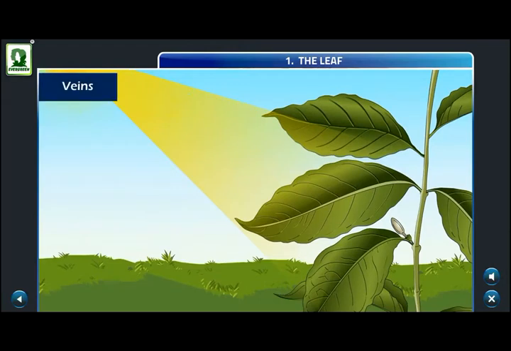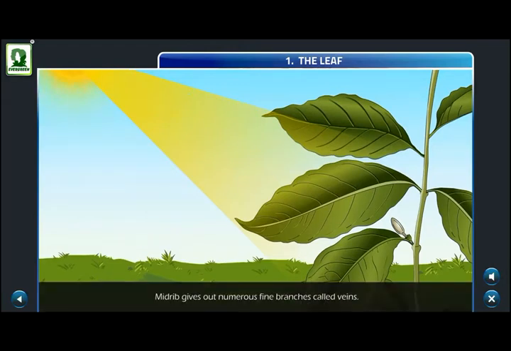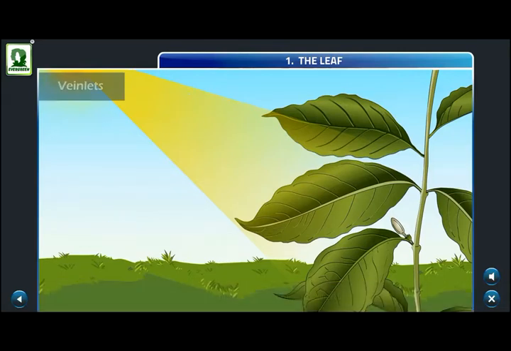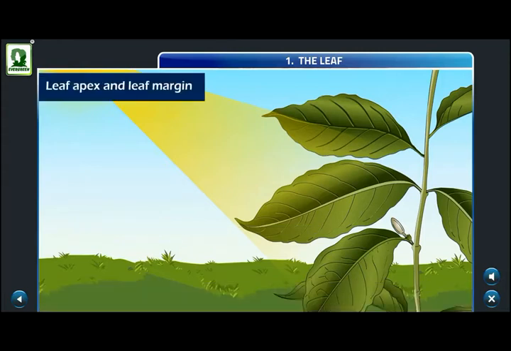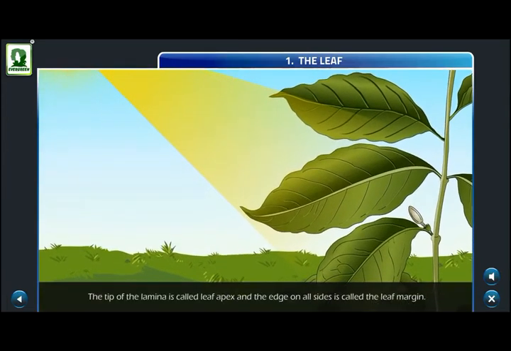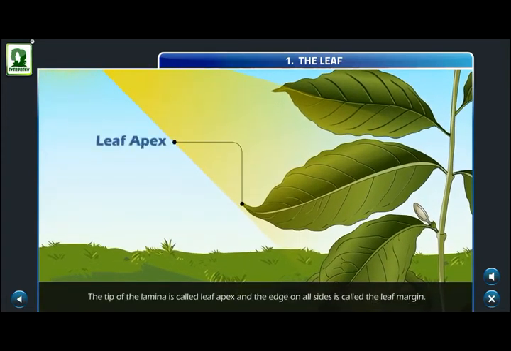Veins. Midrib gives out numerous fine branches called veins. Veinlets. The veins divide and subdivide to form a fine network of veinlets which keep the leaf in expanded form. Leaf apex and leaf margin. The tip of the lamina is called leaf apex and the edge on all sides is called the leaf margin.